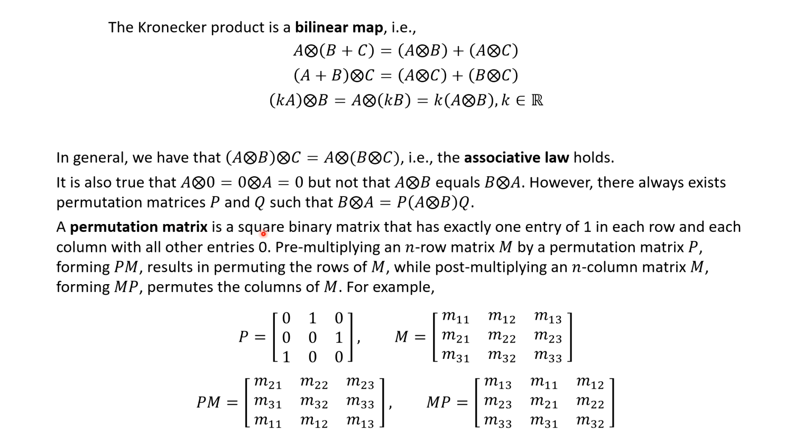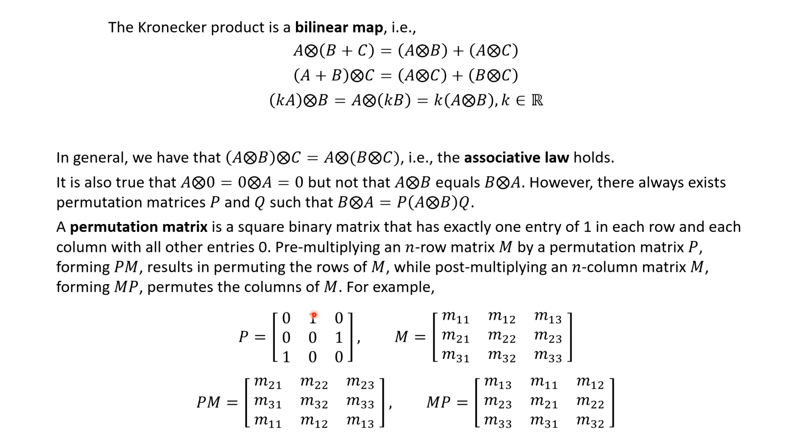A permutation matrix is a square binary matrix, in other words, zeros and ones, that has a 1 in each row and column, and then a 0 everywhere else. So we have an example of a permutation matrix down here. Pre-multiplying an n-row matrix M by a permutation matrix P results in permuting the rows of M. Post-multiplying, or multiplying on the right, an n-column matrix M, permutes the columns.